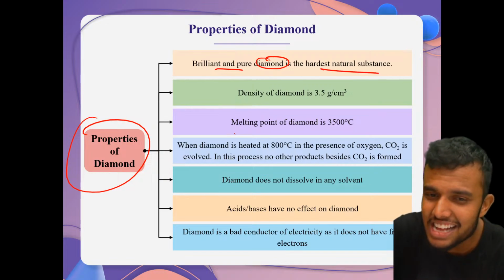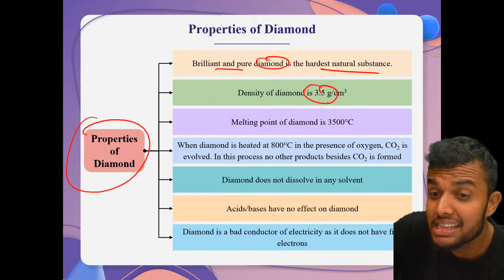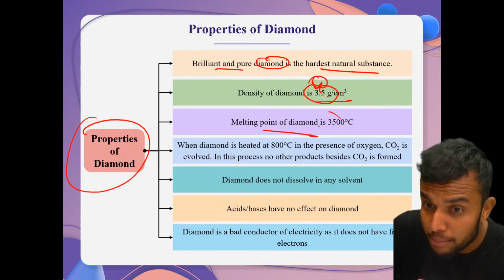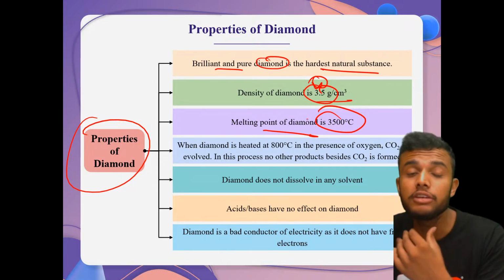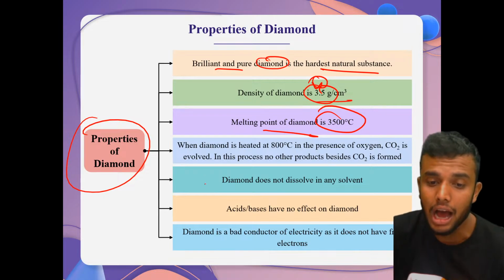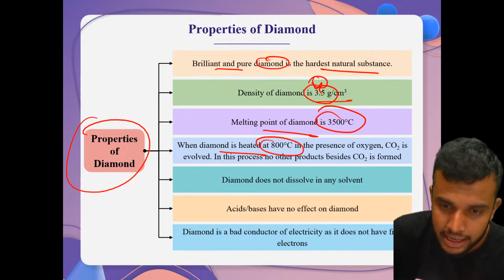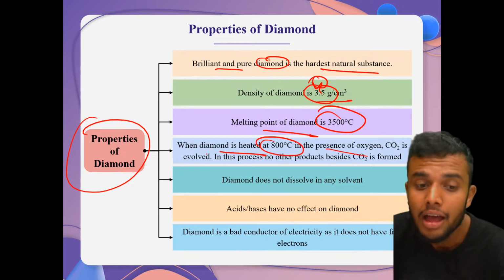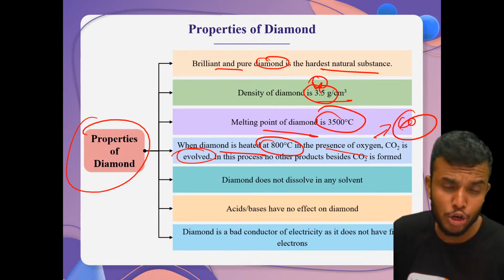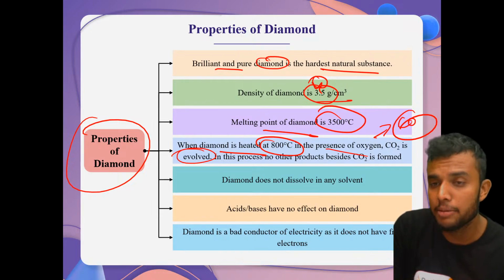It is the hardest natural substance. The diamond density is 3.5 gram per cm cube. It is too high, right? The melting point of diamond is about 3500 degrees Celsius. Just imagine. And also when diamond is heated at 800 degrees Celsius in the presence of oxygen, carbon dioxide is released. This is common for all 3 allotropes.